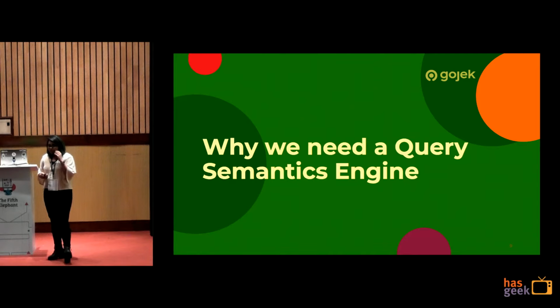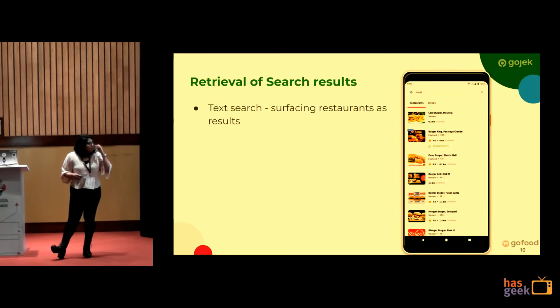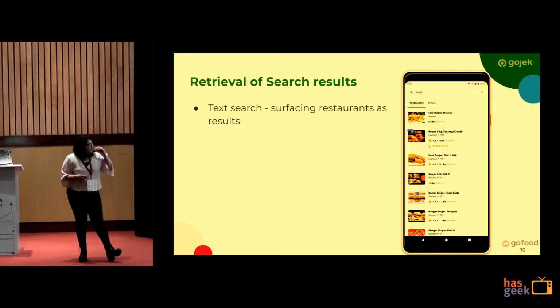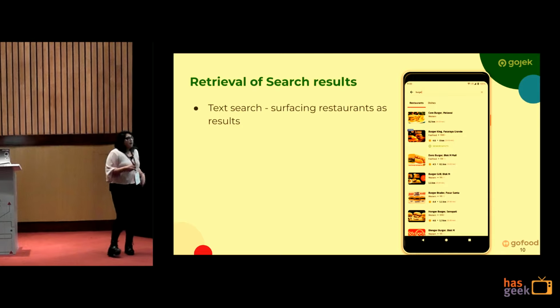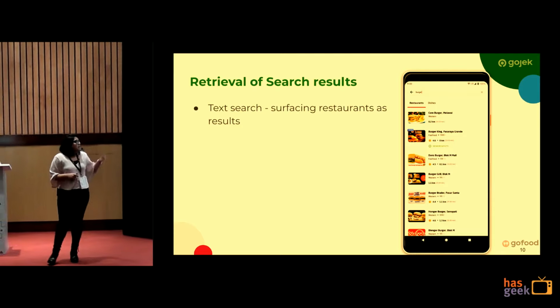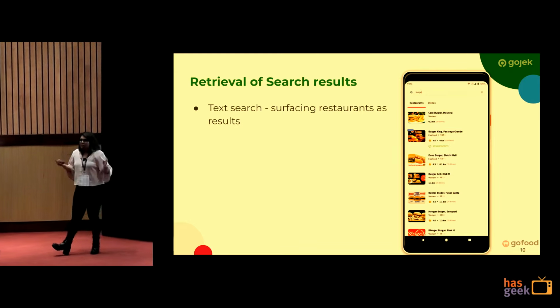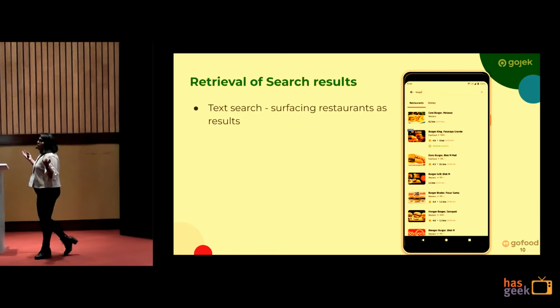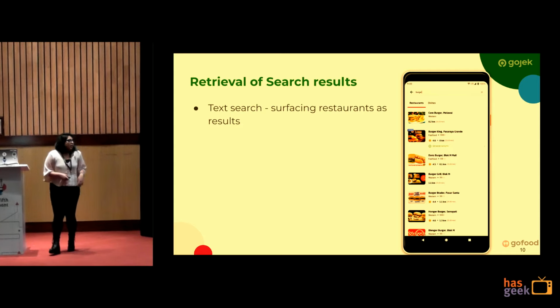Now let's talk about why we need a query semantics engine at all. When we look at this set of results, I don't think it's very clear on this screen, but every single result on this page has a restaurant with the word burger in it when the search query was burger. This makes sense if you're looking for a restaurant like Burger King. But what if you're looking for a restaurant like McDonald's or KFC, because you just want to eat a burger? This is not a very optimal way of surfacing results.